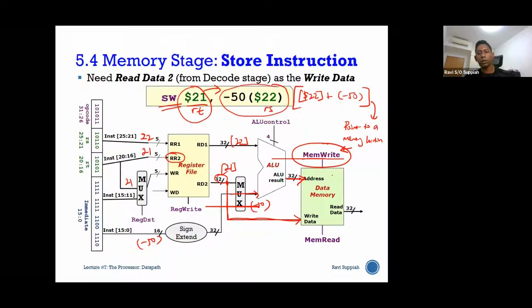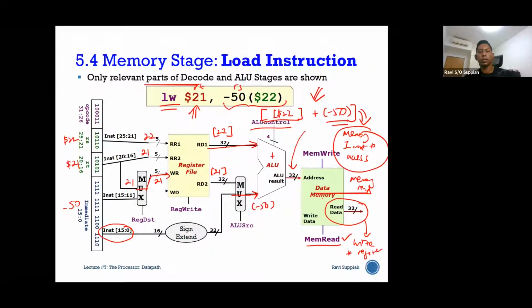Okay, so RD2 is always connected to write data. Okay, but you are not going to write data to the memory, or you're not going to change any memory content unless mem write signal is activated. And mem write signal will only be activated whenever you are going to perform a store word instruction. Similarly, coming back to here, load word.